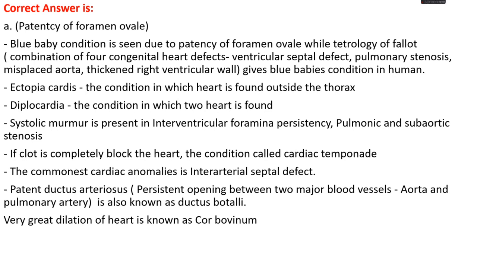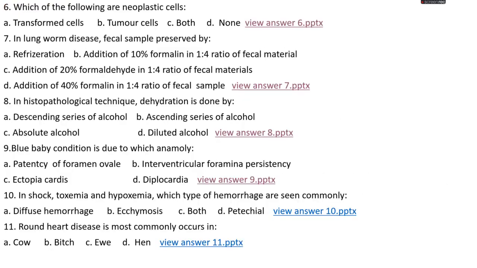Okay, and when there is a great dilation of the heart, that condition is known as cor bovinum. Okay, question number 10. In shock, toxemia or hypoxemia, which type of hemorrhage is seen commonly?